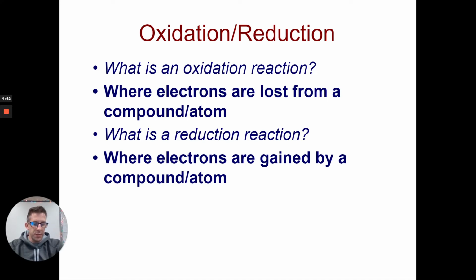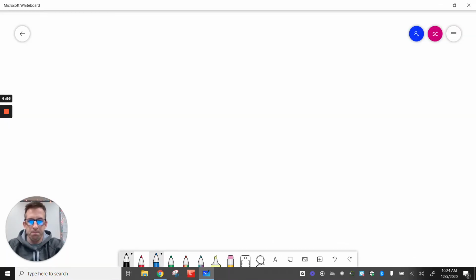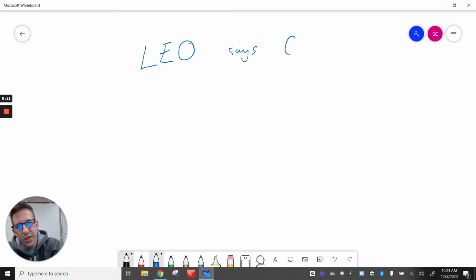Okay, and there's a couple of really good ways of remembering the difference between these two. Let me pull up something I can write on so that you guys can have a rule of thumb, or a really easy way. There's two, I think these are mnemonic devices, right? This is the one I always remember. Leo says ger, okay? Leo says ger, and this describes these kinds of reactions. Loss of electrons is oxidation.